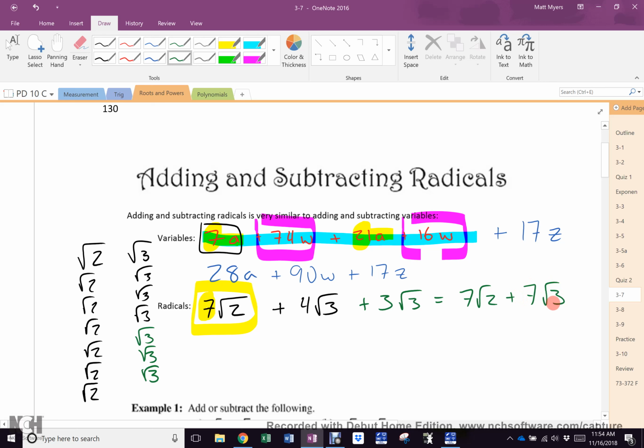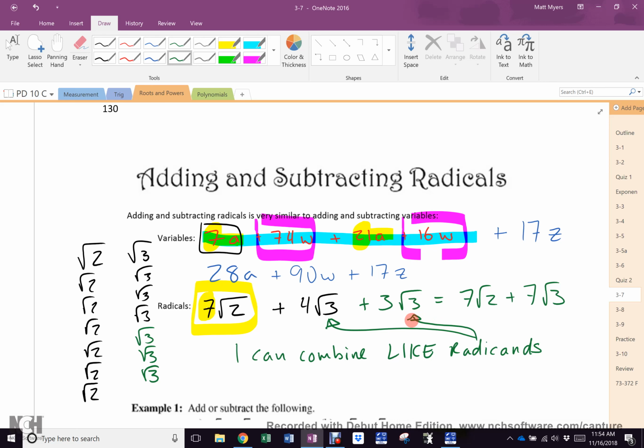So what's the rule? I can combine like radicands. Anything new? Not new math, but a new piece of knowledge. If the radicands are the same, they can be added. Yeah? Yeah.